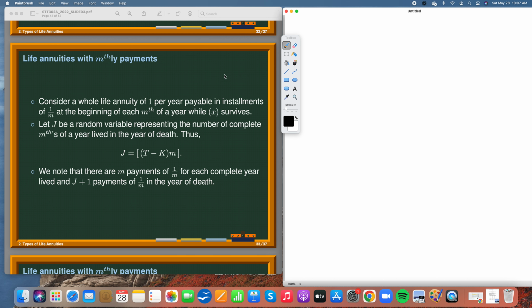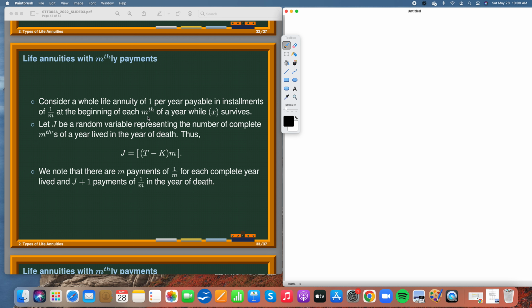Okay, so now let's continue with life annuities with m-thly payments. Consider a whole life annuity of 1 per year payable in installments of 1 over m at the beginning of each m-th of a year while the person age x survives. So the payments are not made once a year, but m times per year, and the size of the payment is 1 over m.